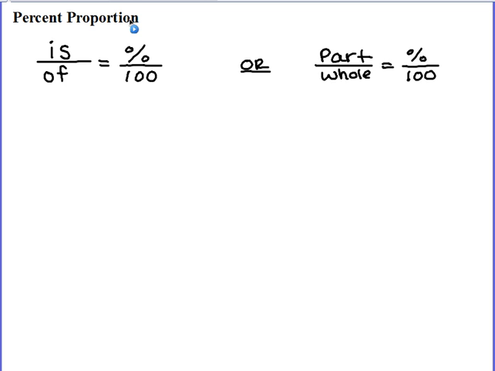Okay, a couple different ways you can see percent proportions using proportional reasoning. What is 12% of 11? If I'm looking at my is over of equals percent over 100, it's telling me I'm looking for the is part. What is? That's the part. So that's going to be my x, my unknown. Then it tells me 12%. Well, I know 12 is the percent, and percents are always out of 100. And then what is 12% of 11? That means that 11 is your whole or your total. That would be the proportion you would set up.